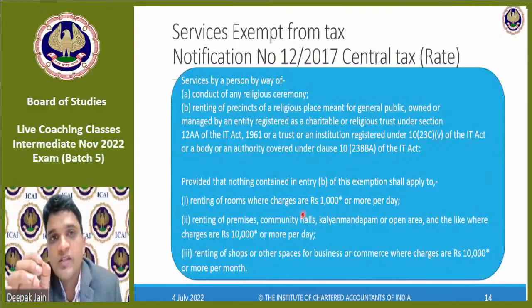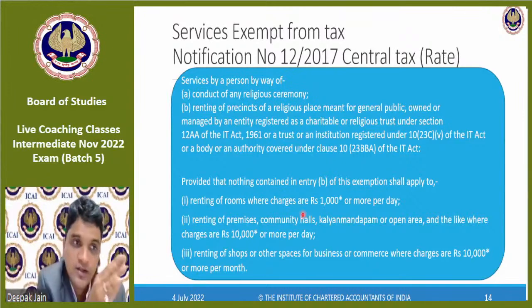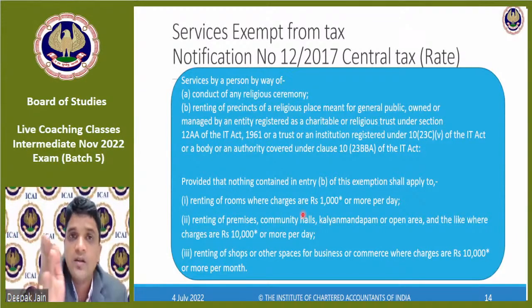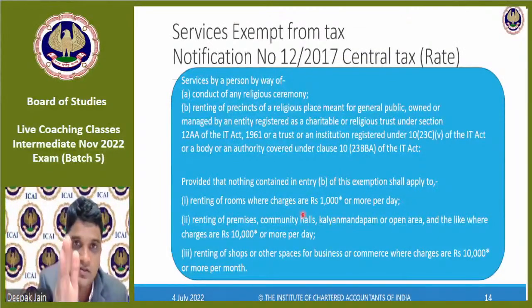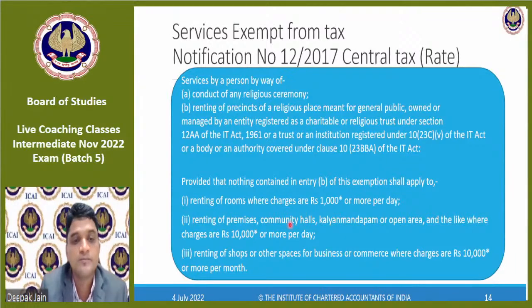If it is 1,000 rupees, then it will be taxable on the whole 1,000 rupees, not like a limit where you will exclude that portion. This is the limit wherein above that, the whole amount will be taxable, and where it is less, it will be fully exempted. So 999, you have to remember. If it is 1,000 rupees and more, it will be taxable. That is for renting of rooms.